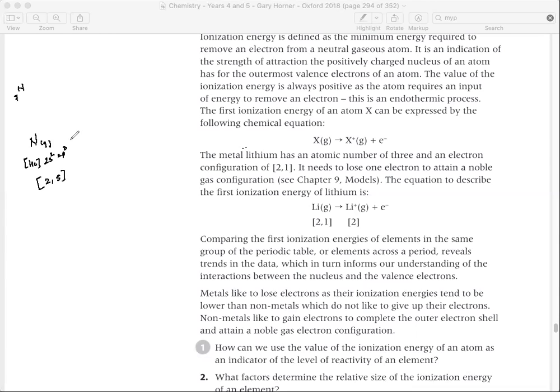So when we are writing for the first ionization, we are removing the first electron, the outermost electron, and the nitrogen will acquire one positive charge in the gaseous state and will lose one electron. This is the first ionization expression for the nitrogen. And whatever energy is required for this, that is called the first ionization energy of nitrogen.